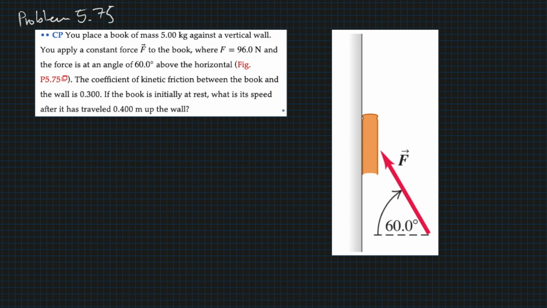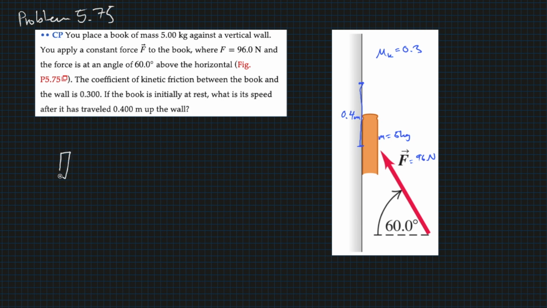So some motion is going to be happening here. The book's going to start here and it's going to go up to here, that 0.4 meters. We've got that coefficient of kinetic friction is 0.3. This force F is 96 newtons. I'm just labeling some things in here from the problem. 5 kilograms to get my mind in the right place there. Labeling this out, but then, of course, more importantly, drawing our free body diagram here.